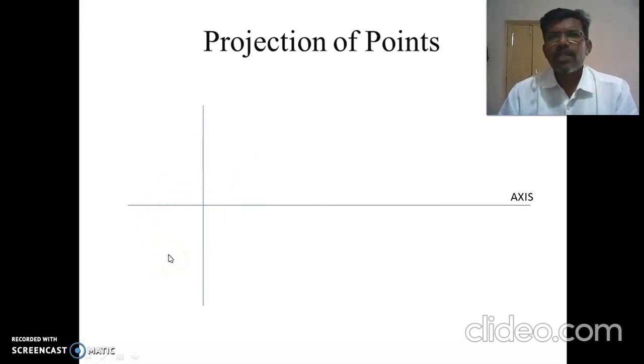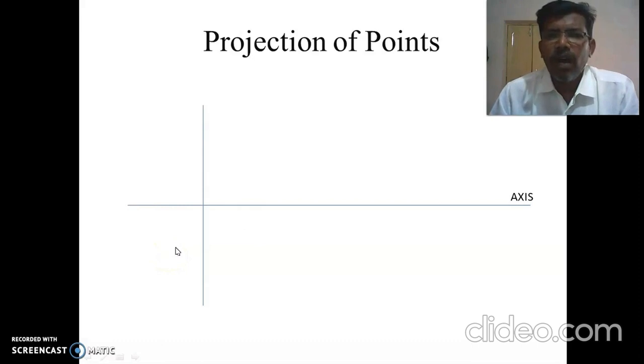So now let us see the first one. A point is placed in the first quadrant, means here in this space. This is the space where I can have a point anywhere in this area. So simply I am putting a point here. This area is the first quadrant. Now I'll mark it as A.